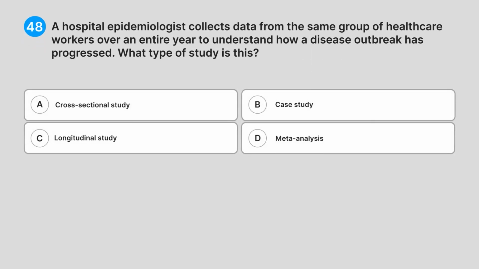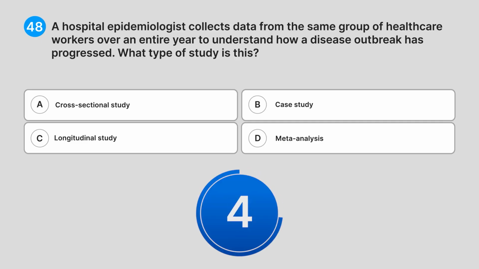48. A hospital epidemiologist collects data from the same group of healthcare workers over an entire year to understand how a disease outbreak has progressed. What type of study is this? A. Cross-sectional study. B. Case study. C. Longitudinal study. D. Meta-analysis. Do you know the answer?